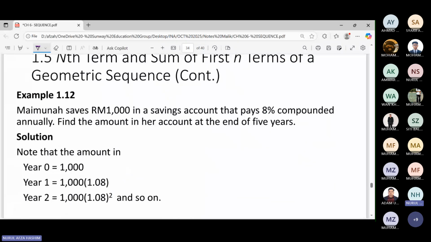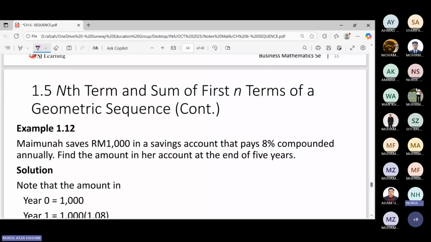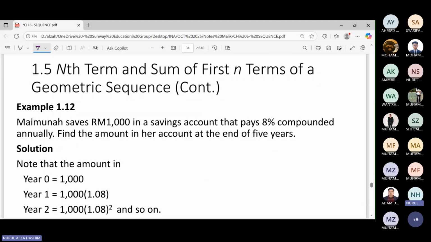Alright. So this one is more on solving the problem. Okay, so you can see here, Maimunah saves 1,000 in the saving account, pays 8% compounded annually. So every year, they can increase 8%. So find the amount in her account at the end of 5 years.